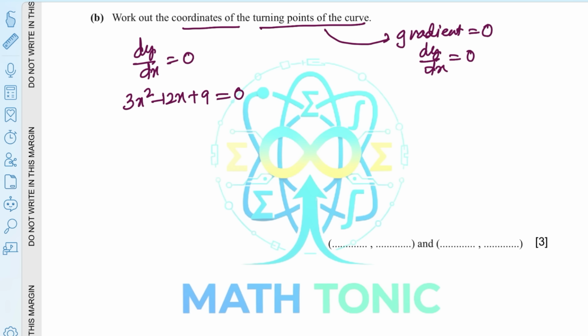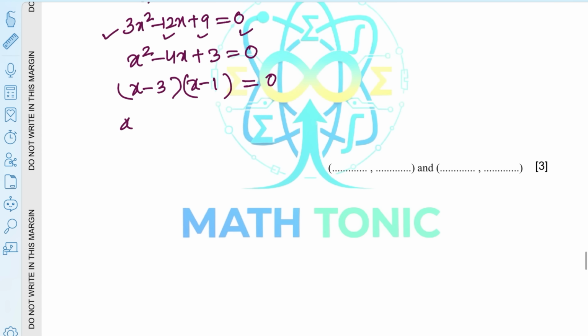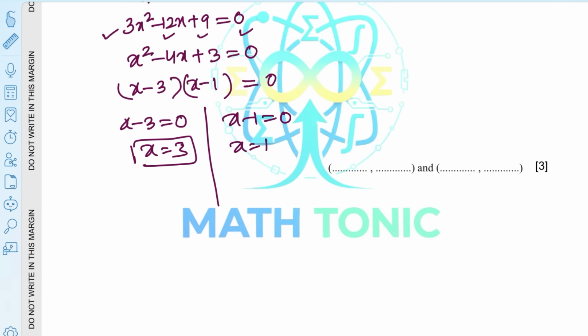Now if you see this, divide by 3, divide by 3, divide by 3 and divide by 3. Make it simpler. So x squared minus 4x plus 3 equals 0, right? Now we can factorize this. Tell me two numbers whose product will be 3 and whose sum could be minus 4. So it will be x minus 3 and x minus 1, right? So if you make it individual factors, x minus 3 equals 0, and x minus 1 equals 0. If you rearrange it, we got x equals 3 and x equals 1.